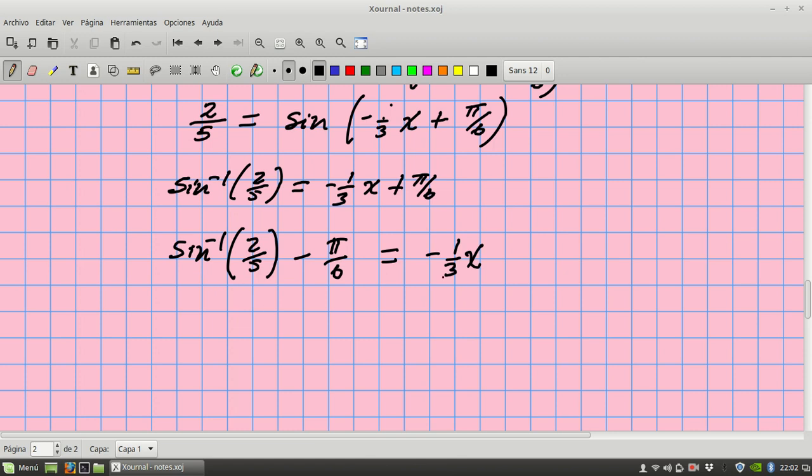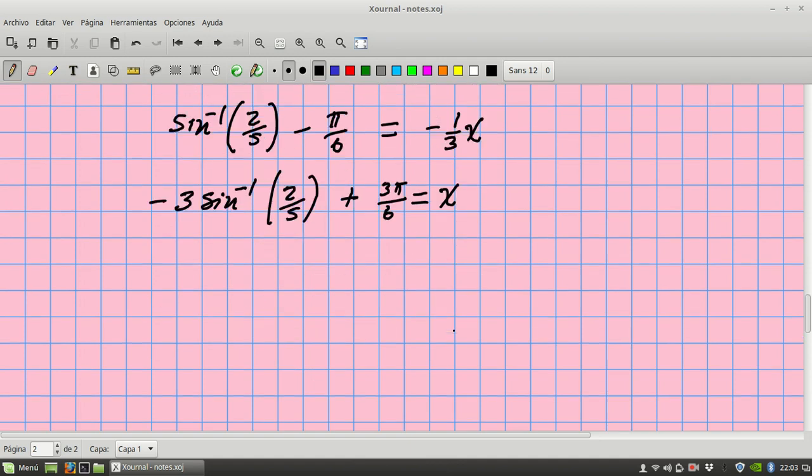Now let's multiply by negative 3. So if I multiply by negative 3, it will be minus 3 inverse sine of 2/5 plus 3 pi/6 equals x. And just to rewrite, x equals pi/2 minus 3 inverse sine of 2/5.